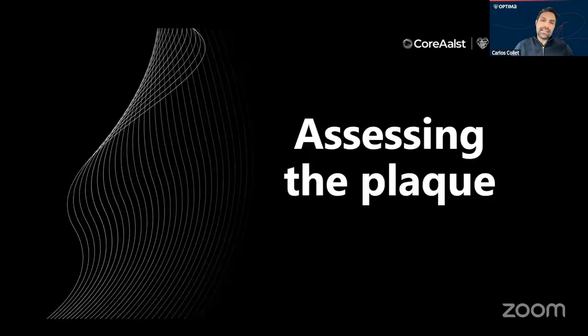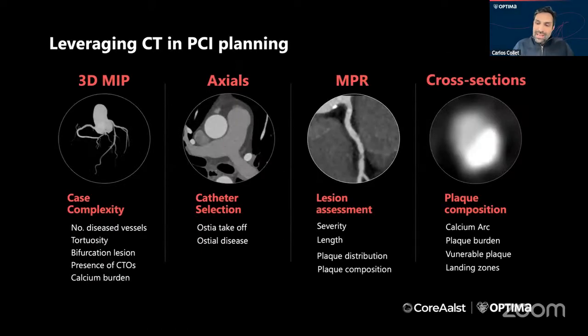Let's start by assessing the plaque. When we assess the plaque by CT, we have developed a framework of understanding. These are basically the only four names that an interventional cardiologist needs to remember in terms of using CT for PCI planning. On the left side, you see the 3D MIP, which gives a gross understanding of the anatomy with an emphasis on the calcium burden. Then we have the axials, which are used to select which type of guide is best to have enough support to do the intervention in that particular vessel.